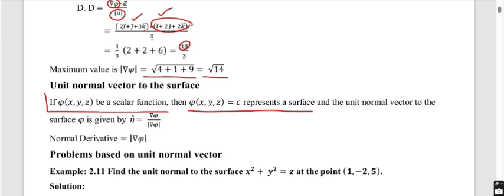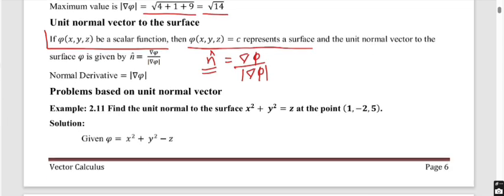Always we denote the unit normal vector by n cap, that is equal to del phi. We know that phi is a scalar point function. From this we find del phi, and from this del phi we find modulus of del phi. So del phi divided by modulus of del phi is known as the unit normal vector. That unit normal vector is denoted by n cap. Now we see a problem based on this unit normal vector.